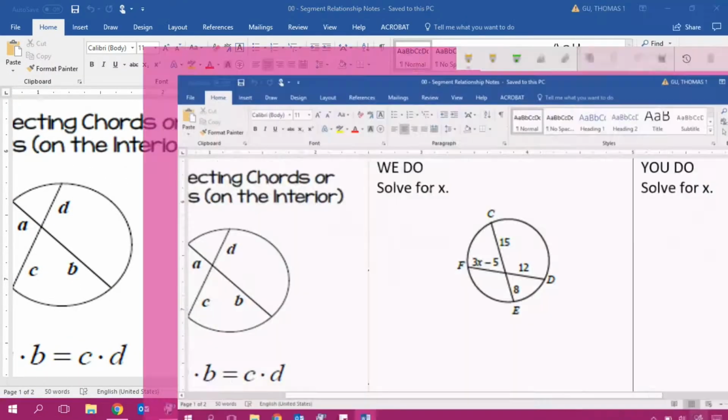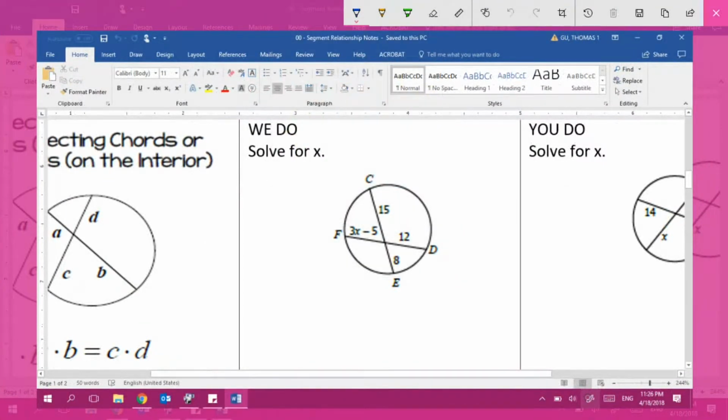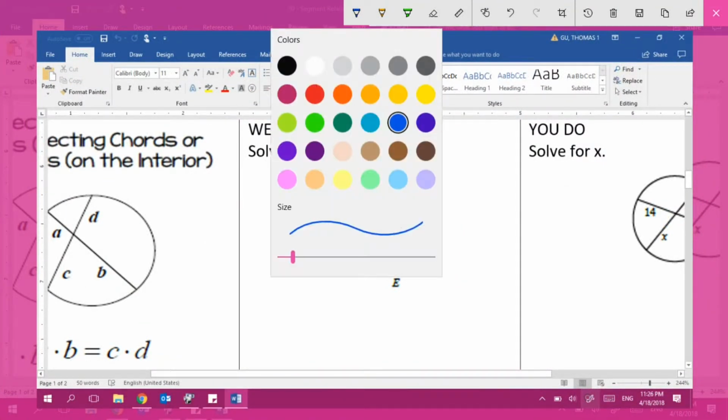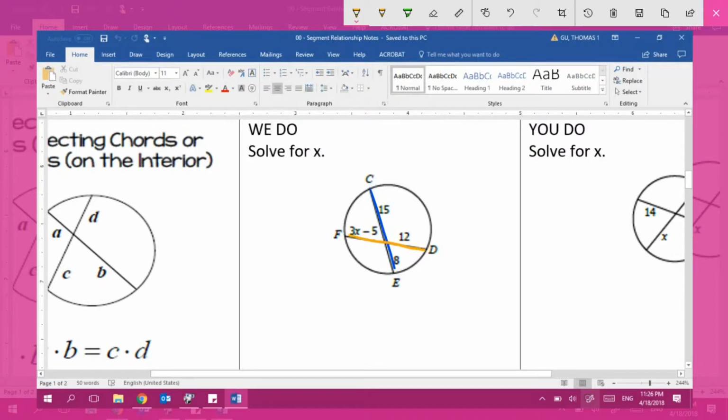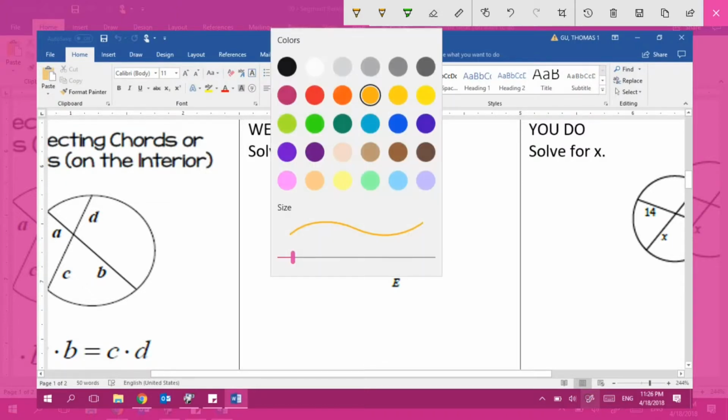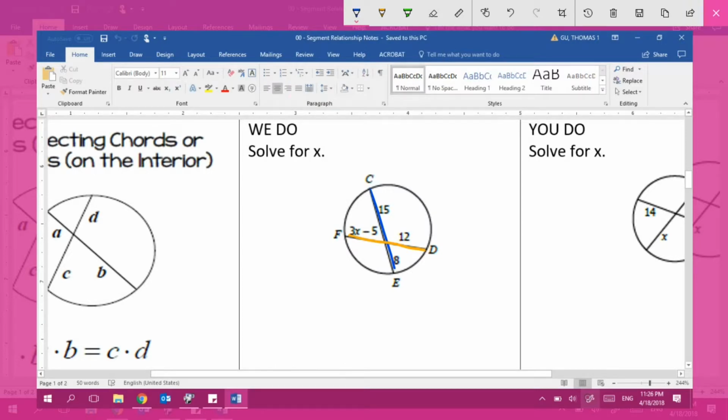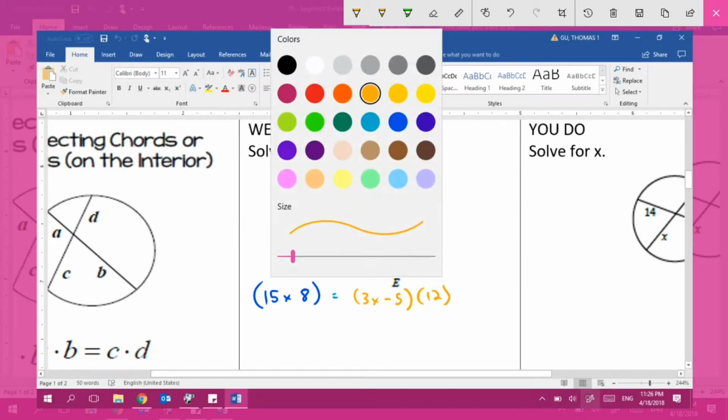So first we need to recognize the two lines, right? So one of our lines right here, bam, and the other line is right here. So I need to look at the two parts of my line. One of my line, the blue line, see that I've highlighted in blue? The two parts that make it up are 15 and 8. So I'm going to multiply those together, 15 times 8. All right? And that is going to equal, what are the two parts on the other line? One of them is 3x minus 5, so 3x minus 5 times, what's the other segment? 12. All right, so now I just need to use algebra and solve this out.